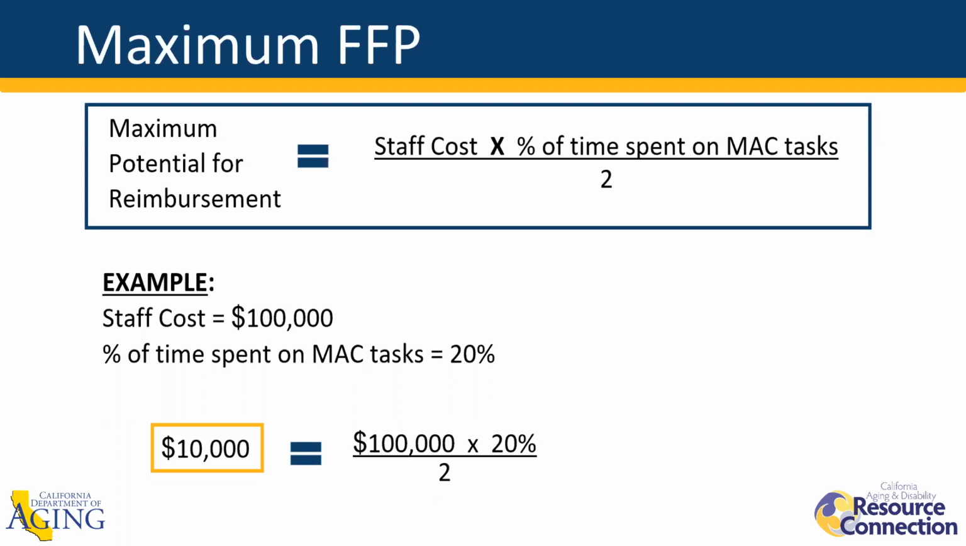on MAC tasks. Well, to calculate the maximum FFP that can be claimed for Jane Smith, we would just take $100,000 and multiply it by 20%, which is $20,000. And then since the federal rate for reimbursement is 50%, we would just divide that in half, which would be $10,000. So $10,000 is the maximum amount that could be claimed for Jane Smith for that given quarter. So pretty straightforward. It's really just a matter of keeping track of how much time is being spent on MAC activities, and then also knowing how much it costs to fund her total position.